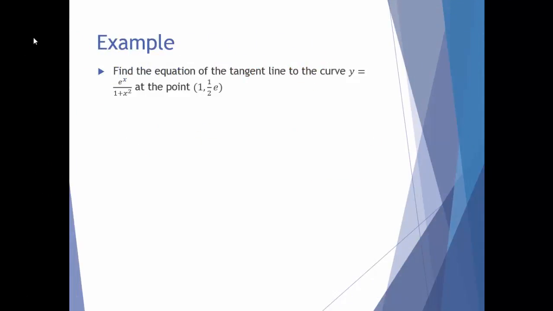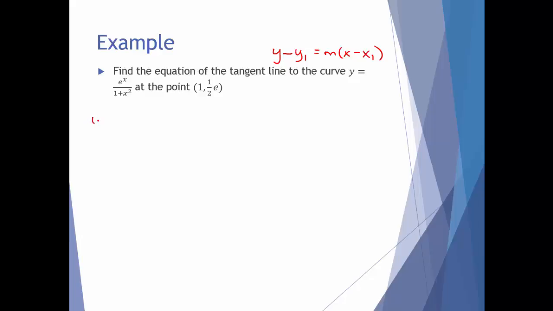This one's asking me to find the equation of the tangent line to the curve y equals e to the x over 1 plus x squared at the point 1, 1/2 e. So we're finding the equation of the tangent line, which means we need 2 pieces of information. We need slope and we need point. We've got the point. The point is 1, 1/2 e. So what I need is the slope. Once I have both of those pieces of information, I can use the point slope form. y minus y sub 1 equals m times x minus x sub 1.